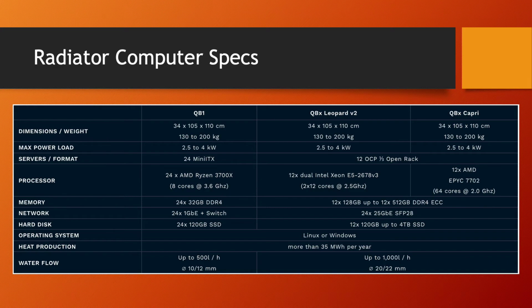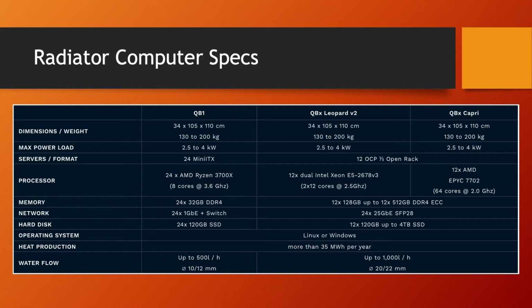So next we're going to look at the specs for this computer. It's a pretty standard computational computer. It uses a lot of the new high-level processors and operating systems that exist in today's world. It's not too big, as you can see from the dimensions here, 34 by 105 by 110 centimeters. It's a pretty standard size radiator if you look at it that way. It doesn't really take up too much space in the home, and it's able to look pretty normal on the wall.